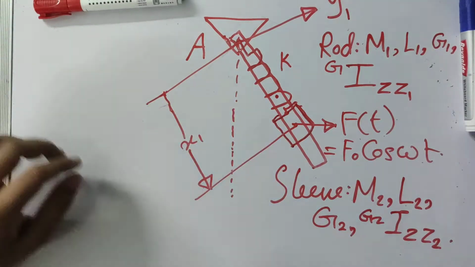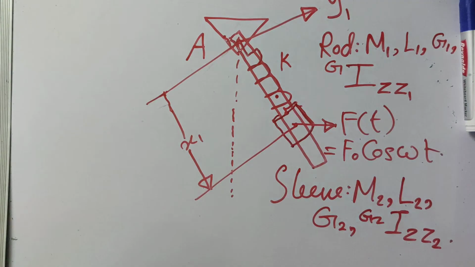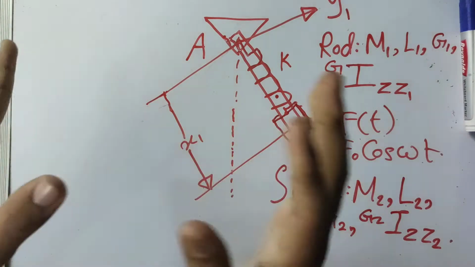So there are 2 rigid bodies. How many degrees of freedom does each rigid body have? Can you tell me? Well, there are.